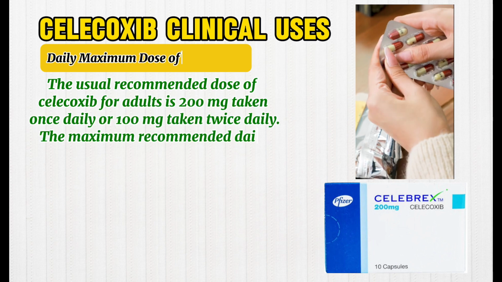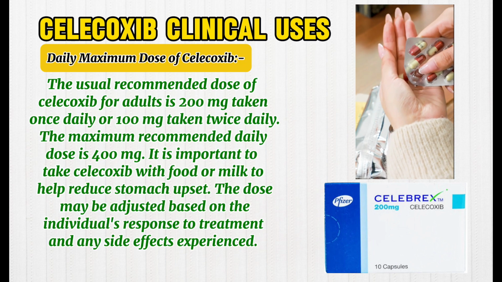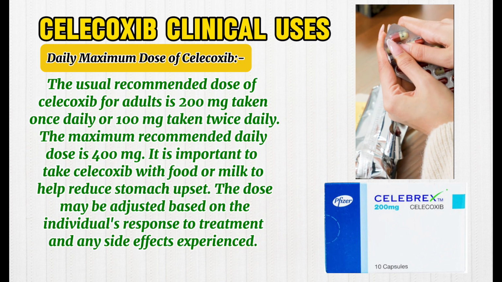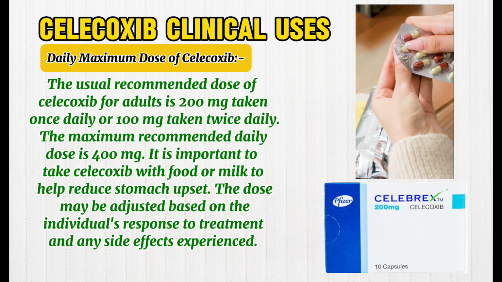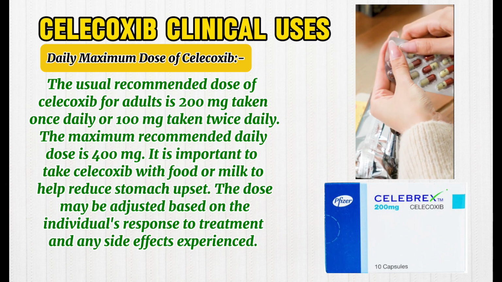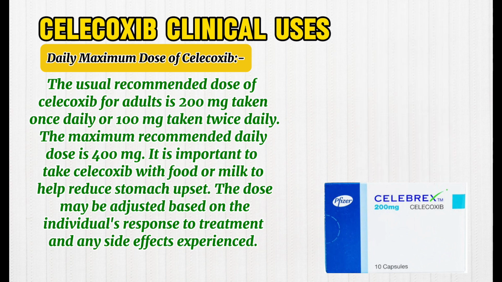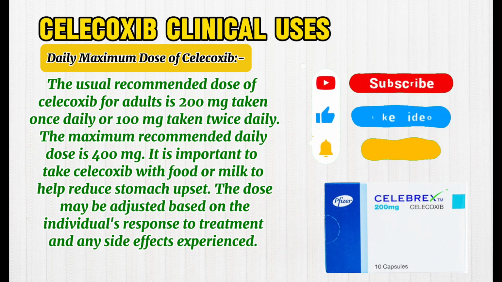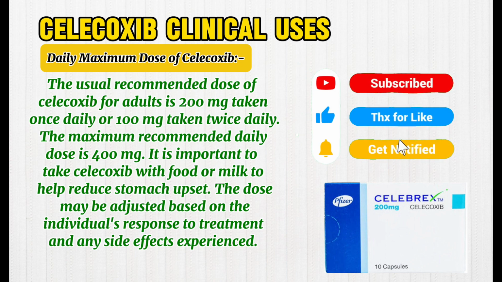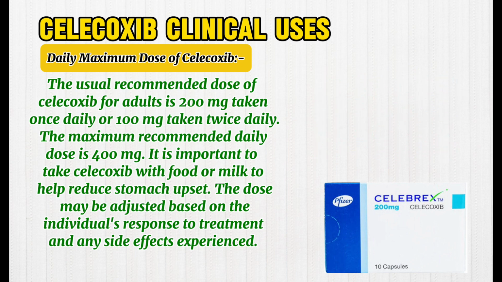The usual recommended dose of celecoxib for adults is 200 mg taken once daily or 100 mg taken twice daily. The maximum recommended daily dose is 400 mg. It is important to take celecoxib with food or milk to help reduce stomach upset. The dose may be adjusted based on the individual's response to treatment and any side effects experienced.